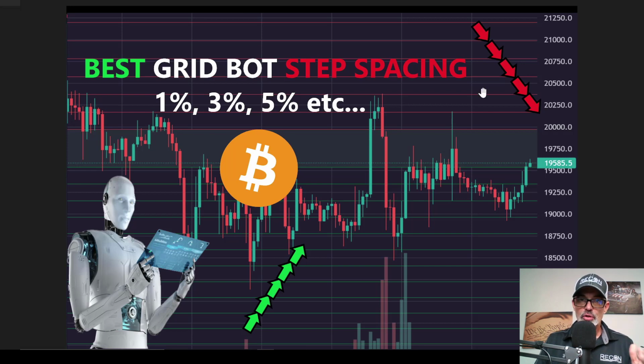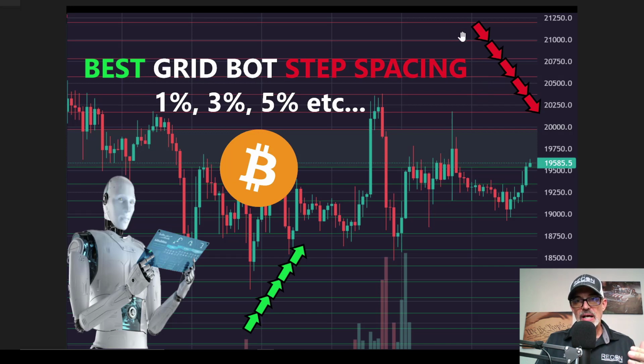And so for those of you who are not familiar with the grid spacing or step spacing, that is something you configure, and it is essentially the distance or the space between each order. A grid bot is made up of open limit orders, and in this case on the screen, the red lines would be your sell orders and the green lines would be your buy orders, and your grid spacing would determine how often the bot would actually buy or sell based on a percentage.